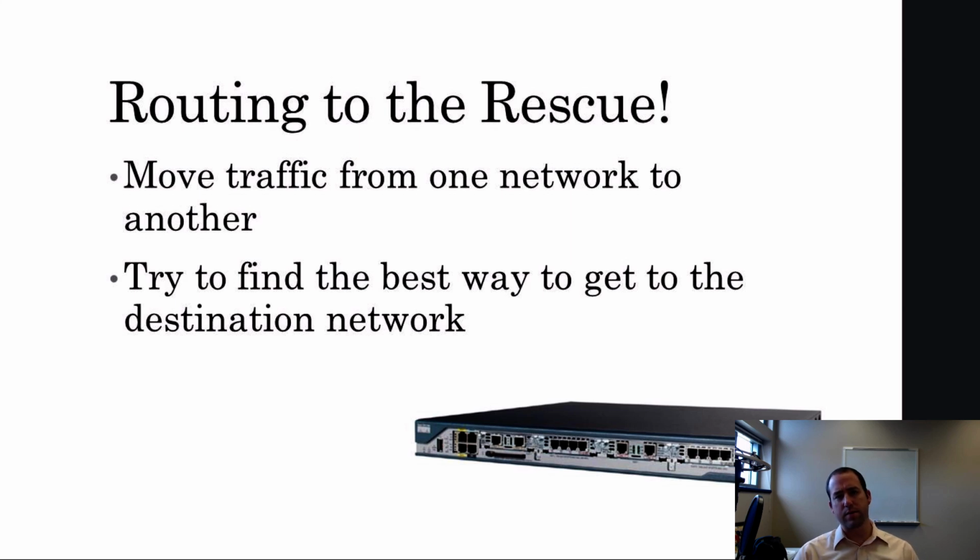And another thing that routers do, besides just moving stuff from one network to another, is that they try to find the best way to get to the destination network. So if I'm sending something from me to Amazon, each router along the path is going to forward that message to the next network along the path, and they're going to try to send it to the best network, the fastest network, the shortest path for me to get from my computer to Amazon. And then on the way back, the same thing's going to happen again.